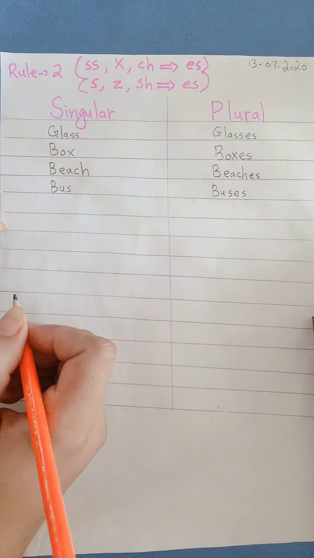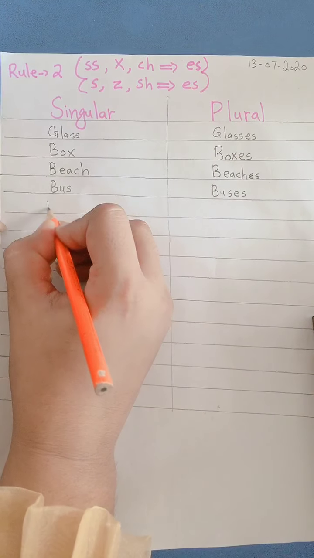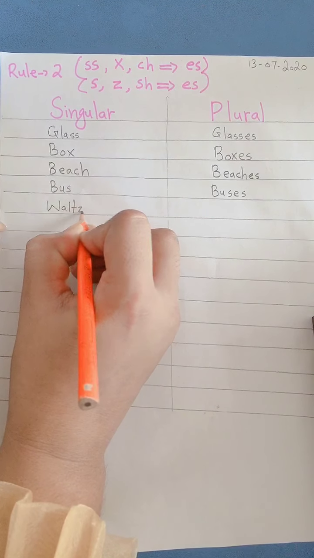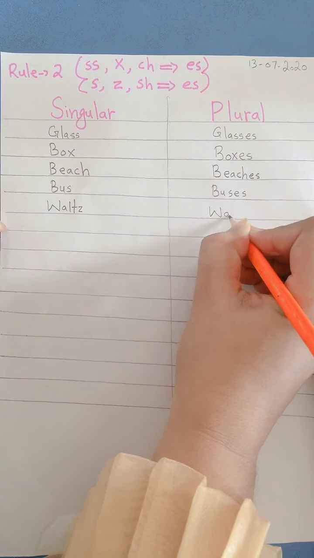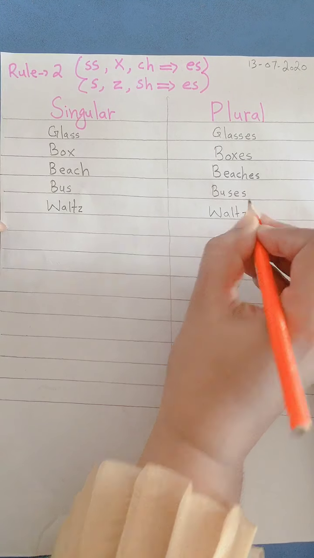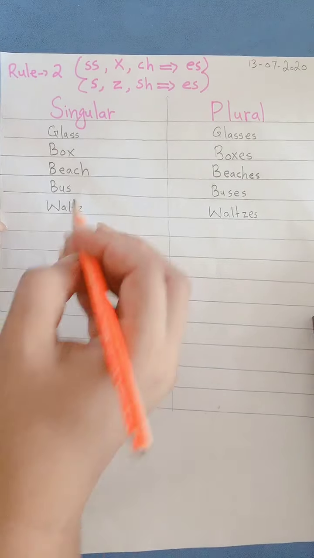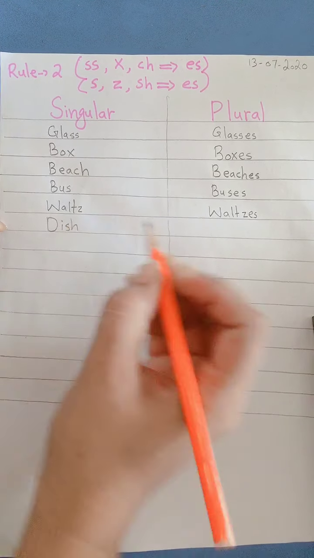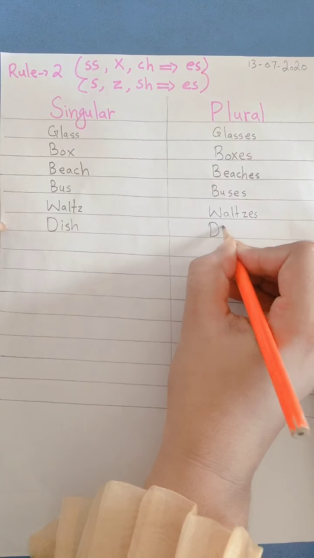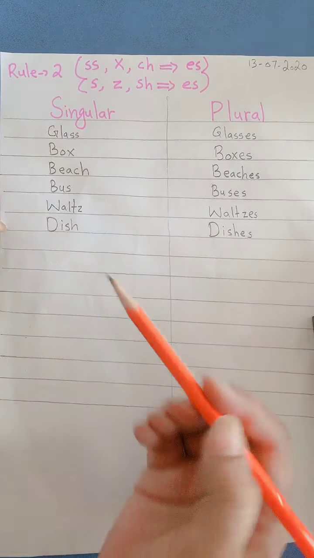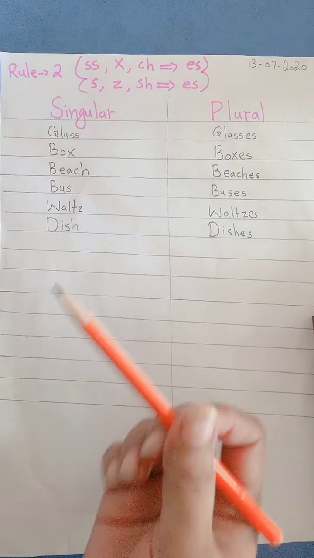Z. Now Z, waltzes. W-A-L-T-Z, waltzes. Example of sh, dish, dishes, D-I-S-H-E-S. Now these are the examples I have given you.